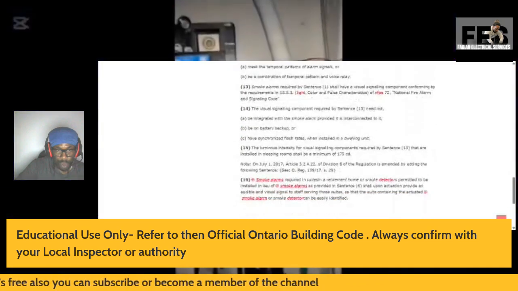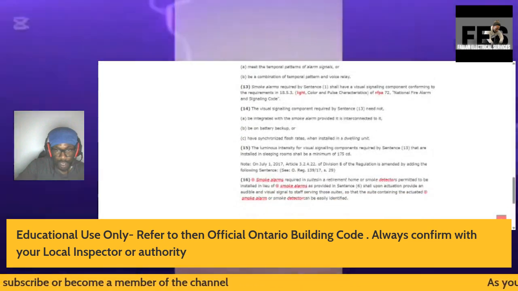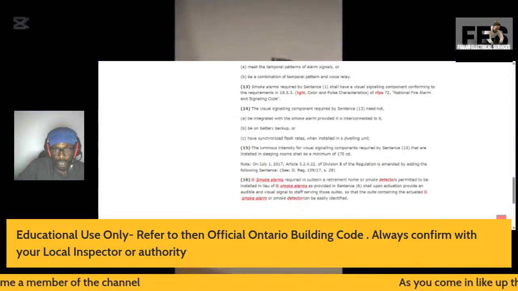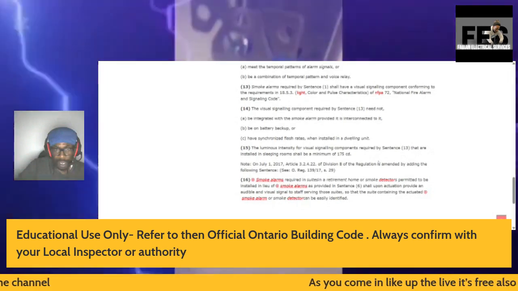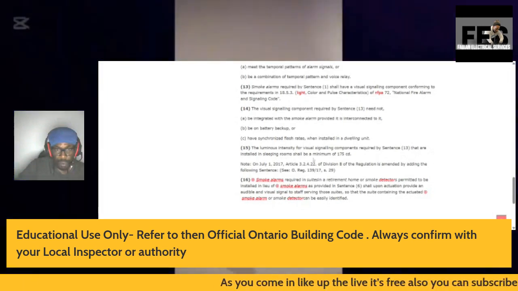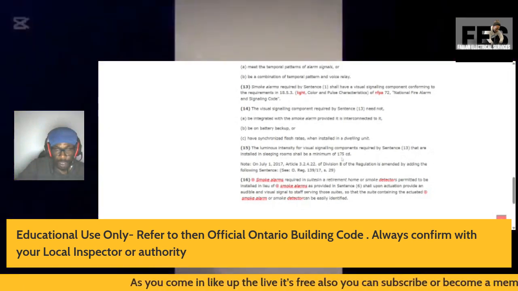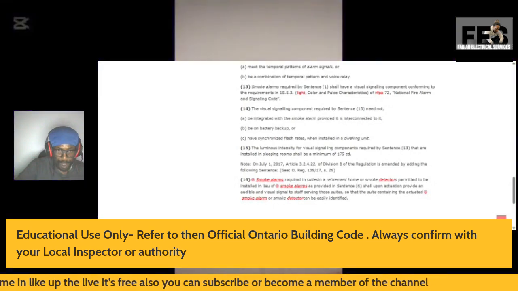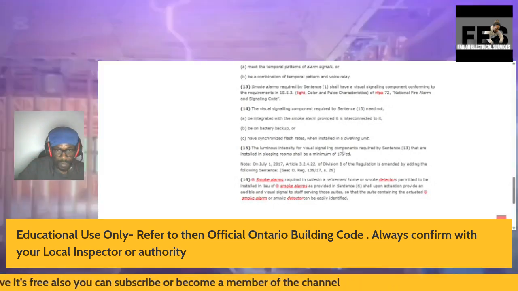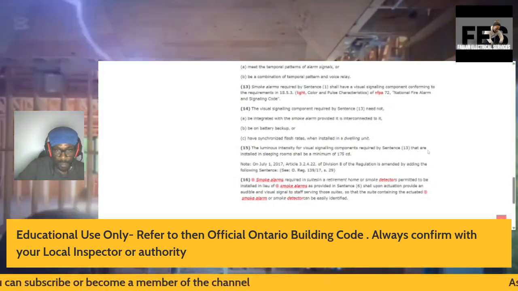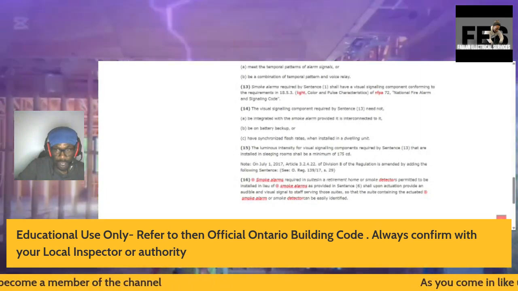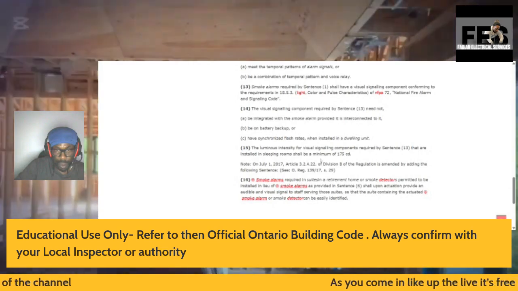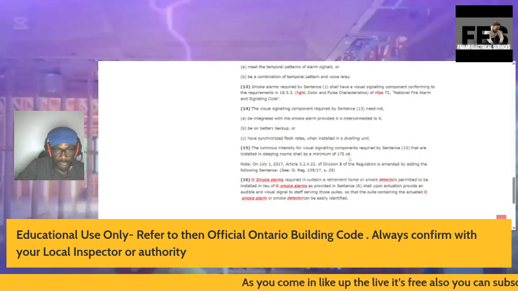The luminous intensity of a visual signaling component required by sentence 13 that is installed in a sleeping room shall be a minimum of 175 cd. The luminous intensity of visual signaling components required by sentence that are installed in a sleeping room shall be a minimum of 1.75.